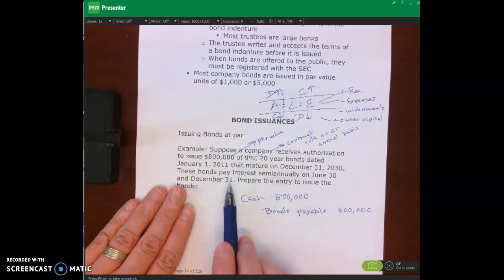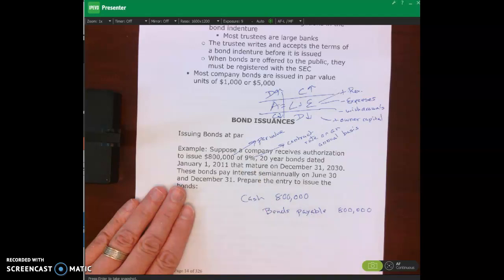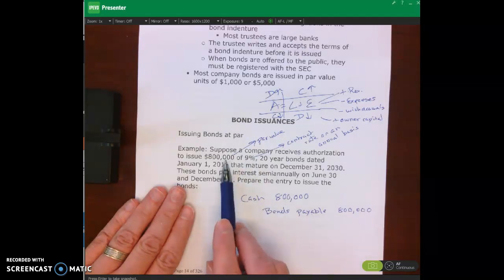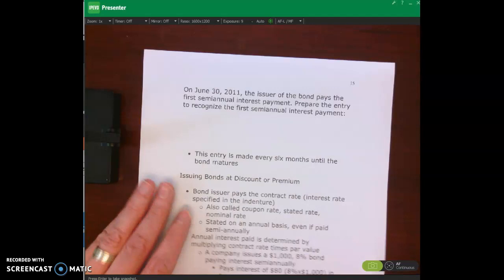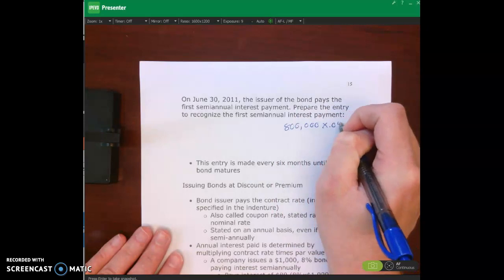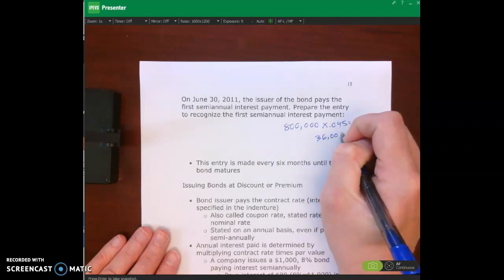Basically, because this is on a semi-annual basis, I have to adjust my annual interest rate for semi-annual, which means divide it by 2. And if it were quarterly, divide it by 4. In this case, it's semi-annual, so divide it by 2 because it's every 6 months. 9 divided by 2 is 4.5. So $800,000 times 0.045 is how much interest I will pay my bondholders. That's how I figure that out. So I'll write that down: 800,000 times 0.045, which equals our $36,000.